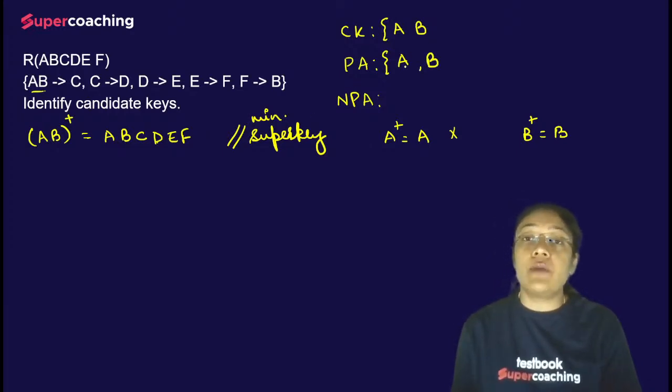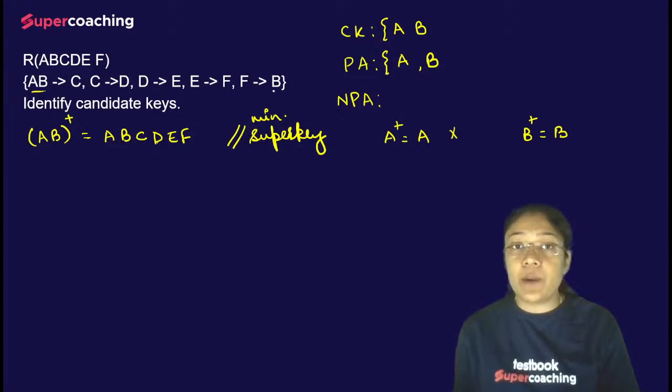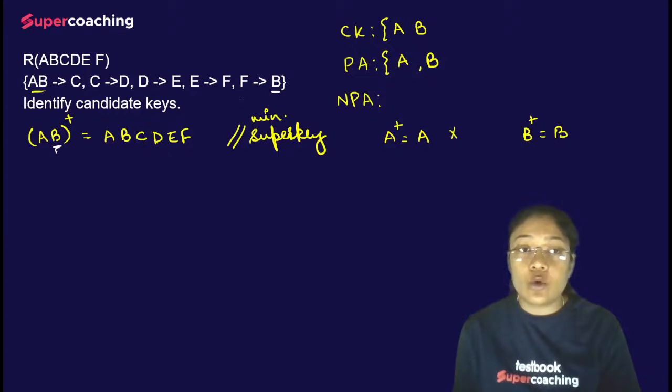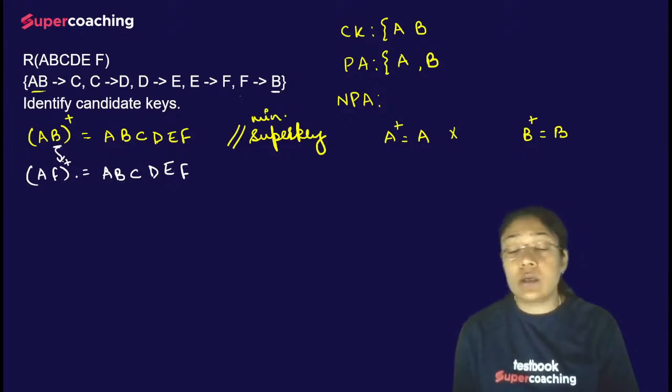Now check if any of the prime attributes is present on the right hand side of any functional dependency. कहीं पे आ रहे right hand side पे B is present on the right hand side of F. So I'll try to replace B with F. I'll get AF closure. It will be determining AF. Yes. F is determining B, AB is determining C, C is determining D, and D is determining E. So it's a super key, not candidate key. अभी नहीं बोलेंगे.